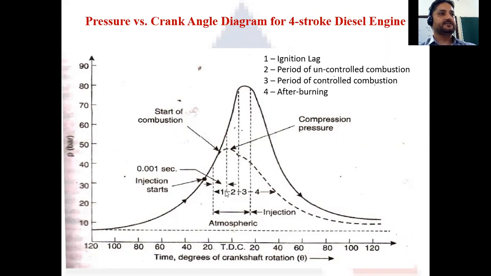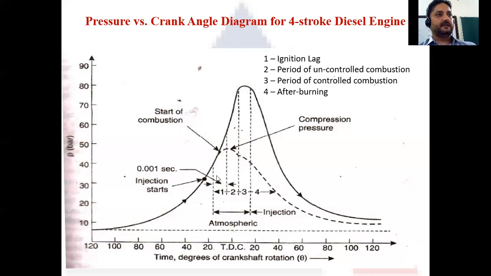You can see these vertical dotted lines. The first stage is known as the ignition lag. The second stage is known as the period of uncontrolled combustion. The third phase is the period of controlled combustion, and the fourth phase is the phase of afterburning.